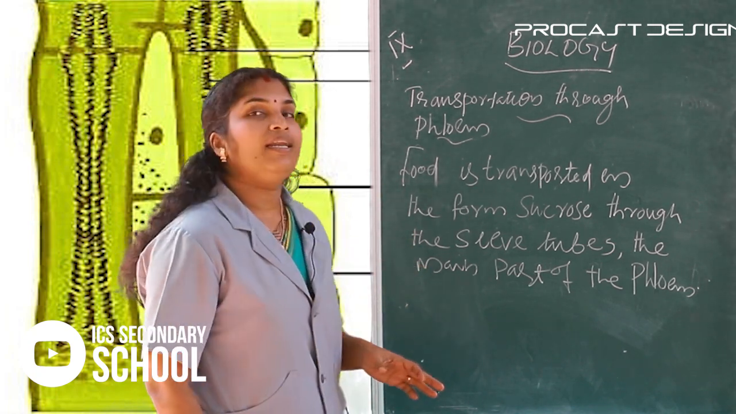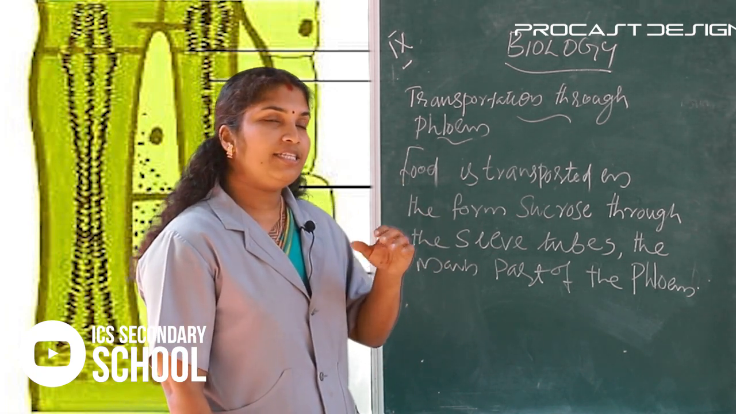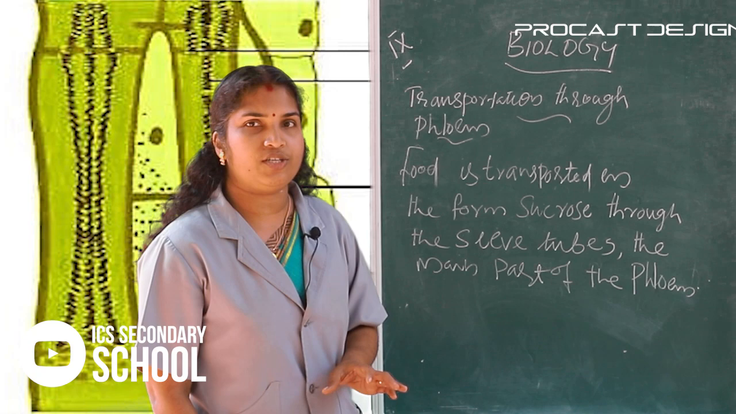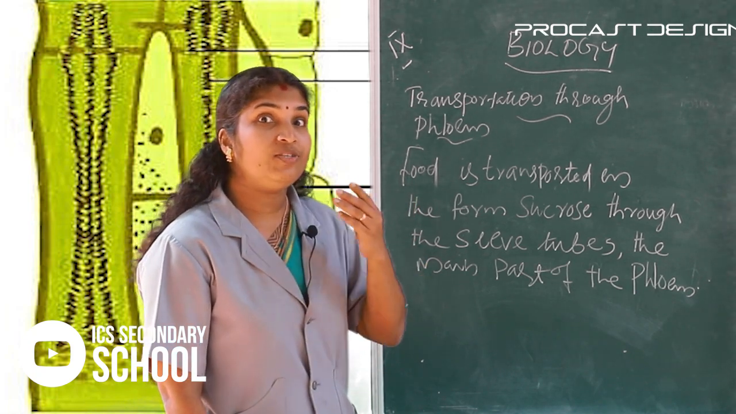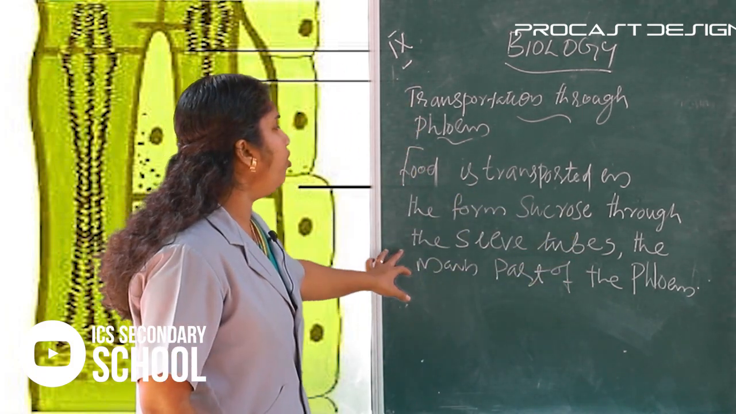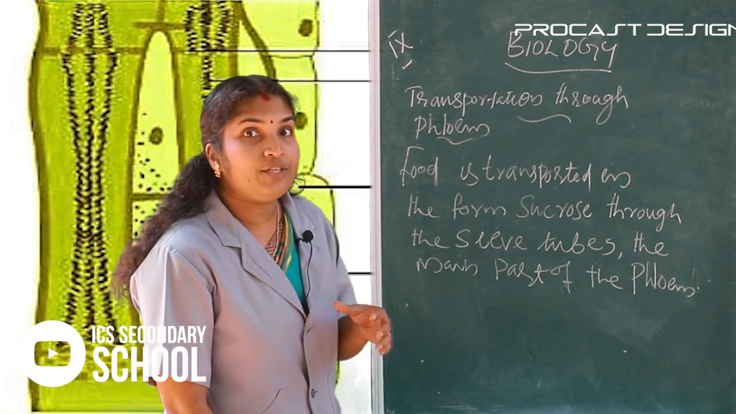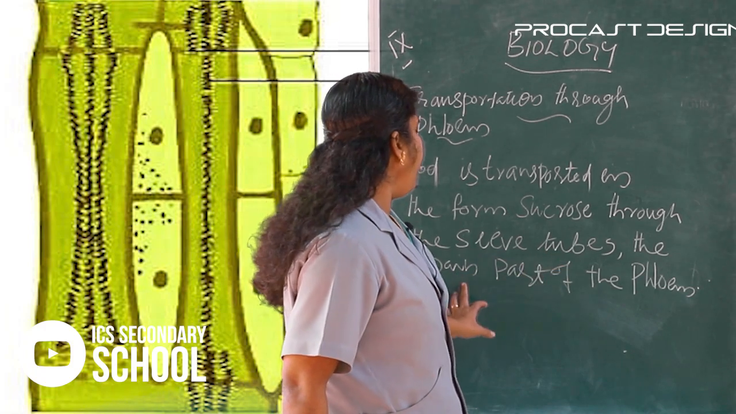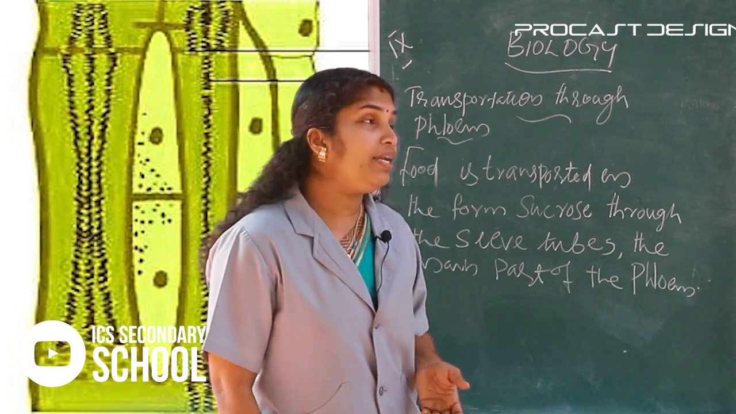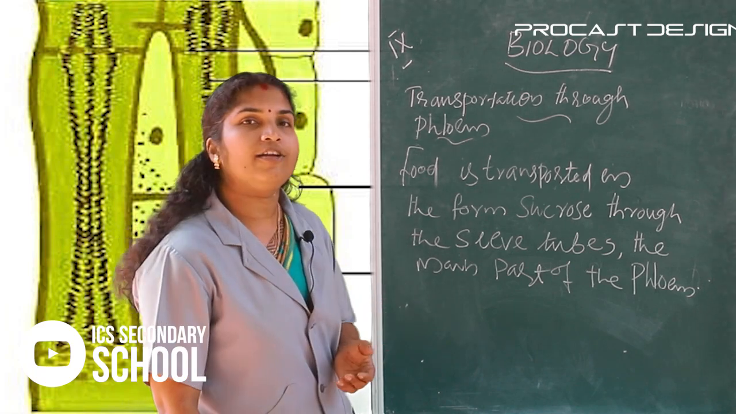Okay, we studied that glucose is the end product of photosynthesis, and at the time of transportation the glucose is changed to sucrose. The food is transported in the form of sucrose through the sieve tubes, which are the main part of the phloem.